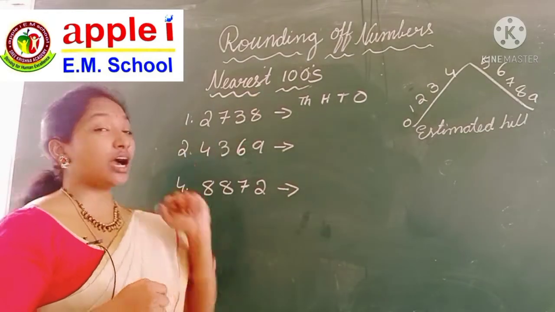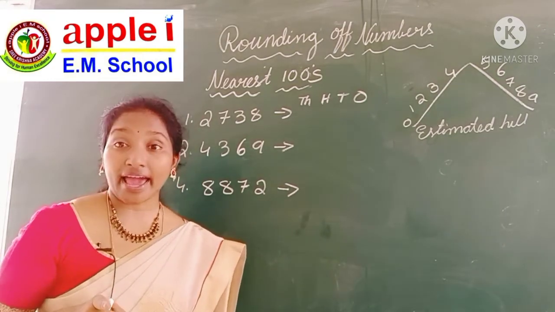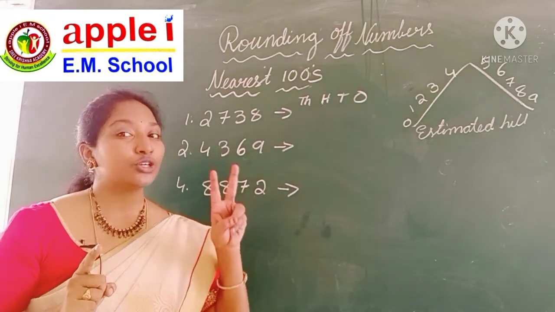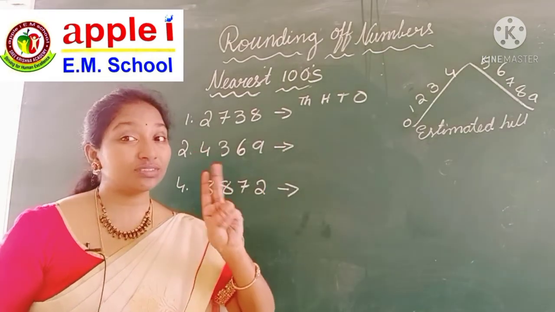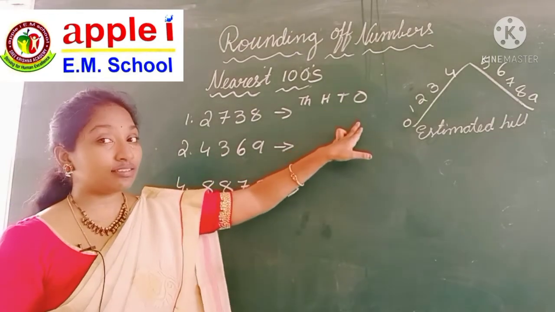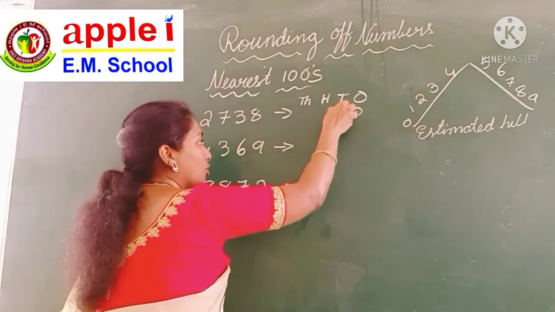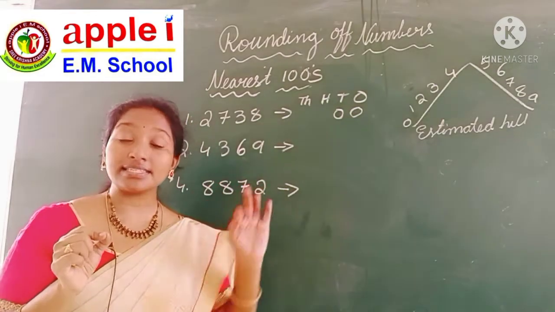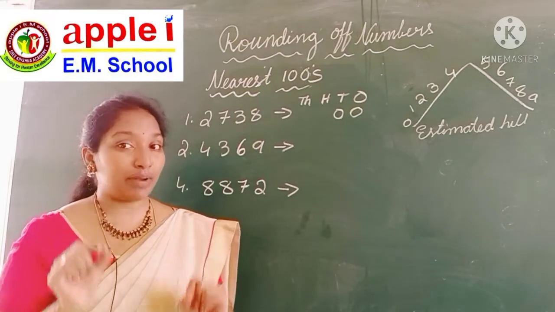See, here we are doing nearest hundreds. So 100 has how many zeros? Yes, 100 has 2 zeros. So here also we want 2 zeros. So where we have to keep these 2 zeros? In ones place and tens place. See, ones place 0, tens place 0. Okay? And nearest hundreds means we have to check tens place.